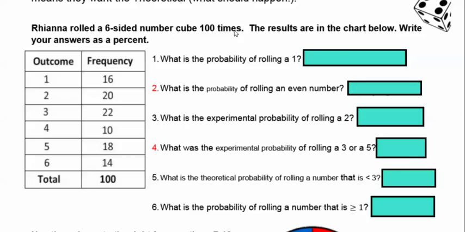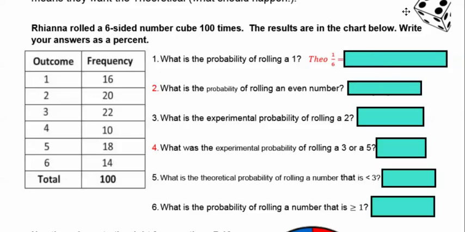Rihanna rolled a 6-sided number cube, all right, like one of those, 100 times. Our results are here. They want our answers as percents. So the probability of rolling a 1. Guys, does it say experimental? No. So that means they want the theoretical, just the probability, so theoretical. All right, on a number cube, there's only 1 1. So it's going to be 1 out of their 6 sides, so 1 out of 6, which would be 16.6 repeating percent, or if we round, 16.7%, or you can round to the nearest whole percent, 17%.